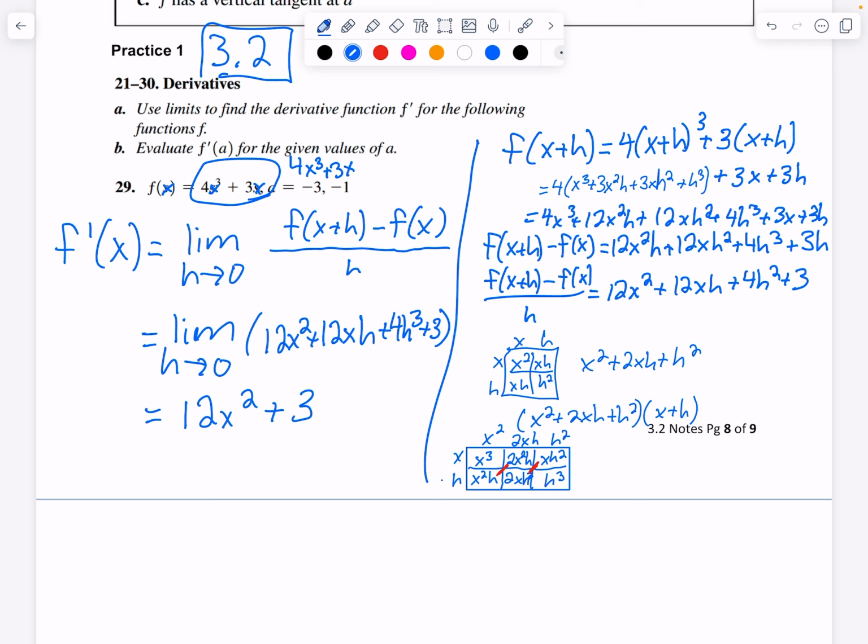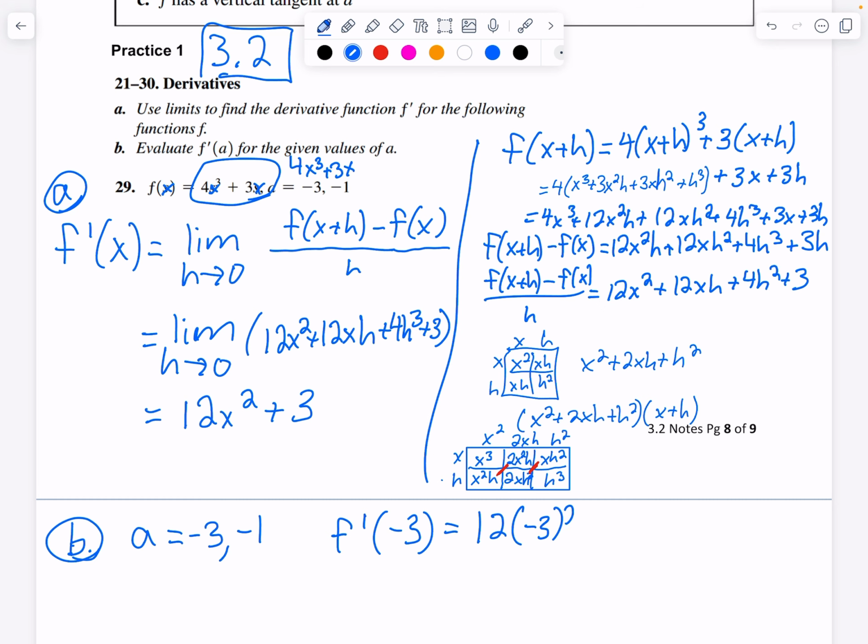It creates a function. Now, if I want the derivative, which is the slope of the tangent line at any point, I could just put that point into this function. That's what makes it nicer, I have this function now. They want us to find it for a equals -3 and -1. So I'm just going to do f prime of -3 is equal to 12 times -3 squared plus 3.